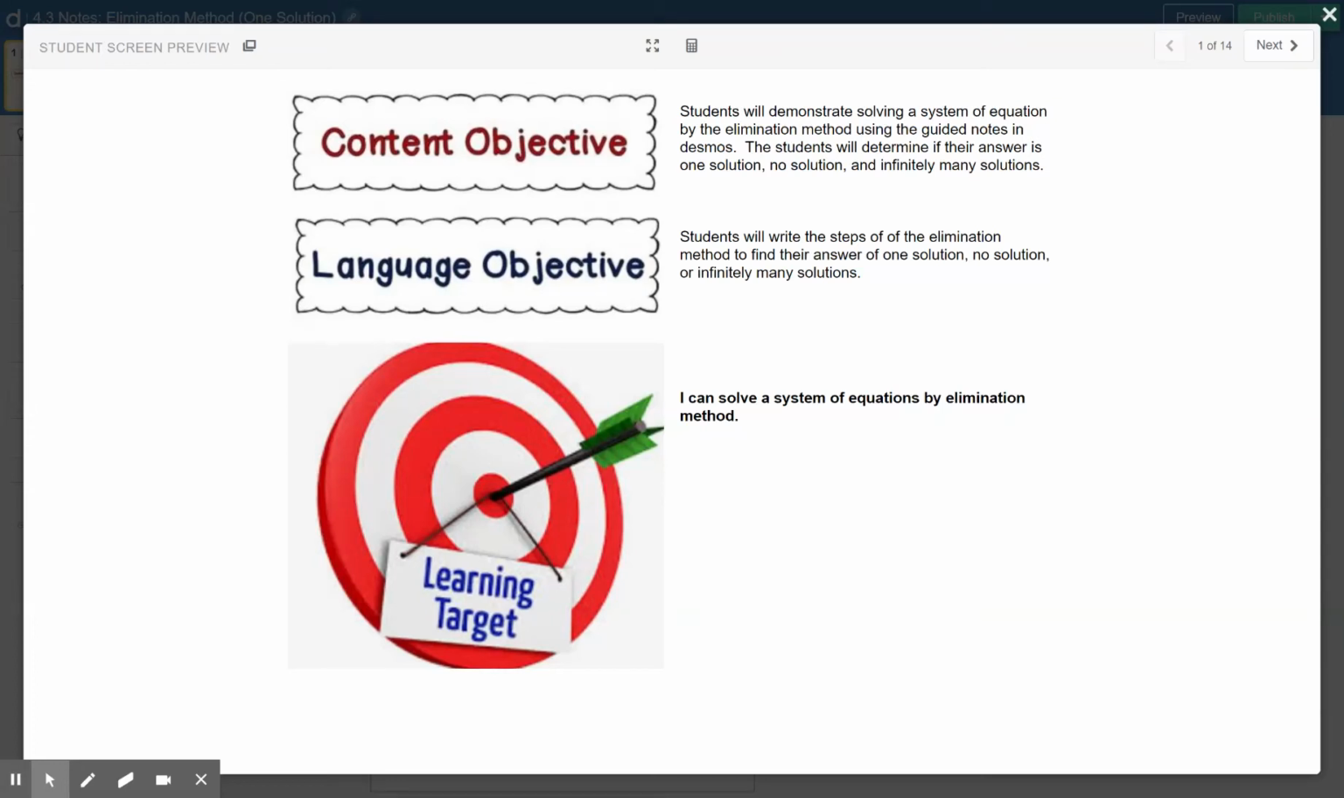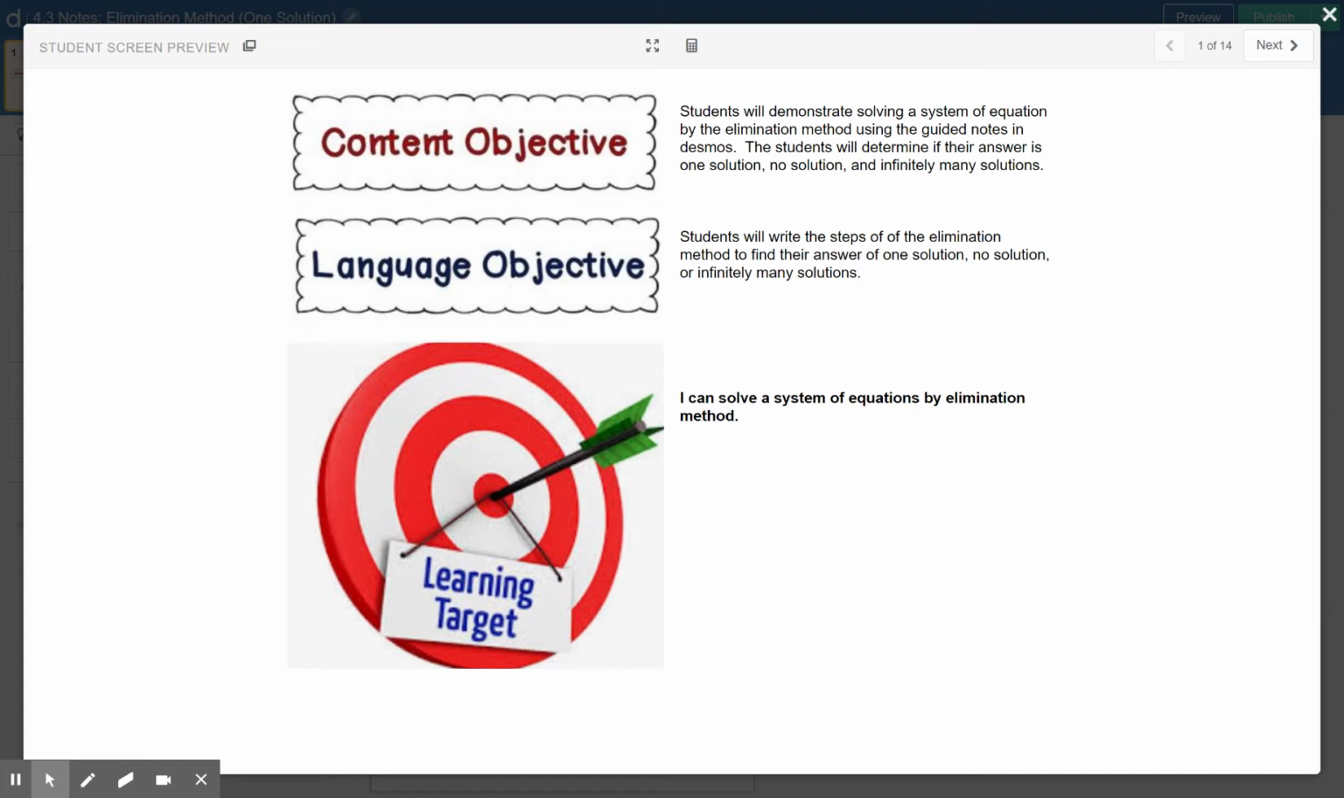In this video, we are going to go over topic 4.3, which is solving a system of equations by the elimination method. So our content objective: students will demonstrate solving a system of equations by the elimination method using the guided notes in Desmos. The students will determine if their answer is one solution, no solution, or infinitely many solutions.